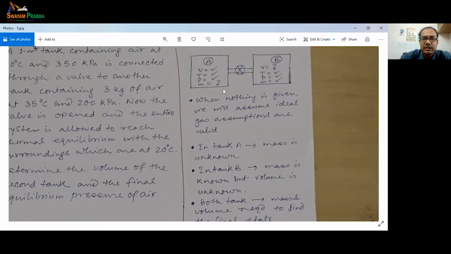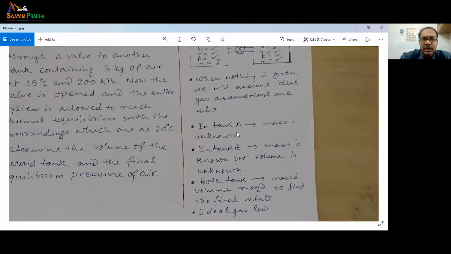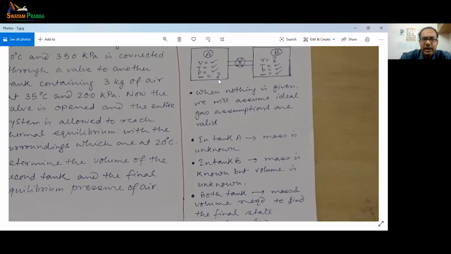Okay, please follow the cursor. We see that this is the schematic of the problem, and when nothing is given, we can assume that air can be taken as an ideal gas, and more often than not, air as an ideal gas will lead to all possible engineering problems being solved. That's a valid assumption. Where it is valid and where not, we will see through the tutorial. So for now, we are assuming air to be an ideal gas. And in tank A, what is not known? Mass is not known for tank A.